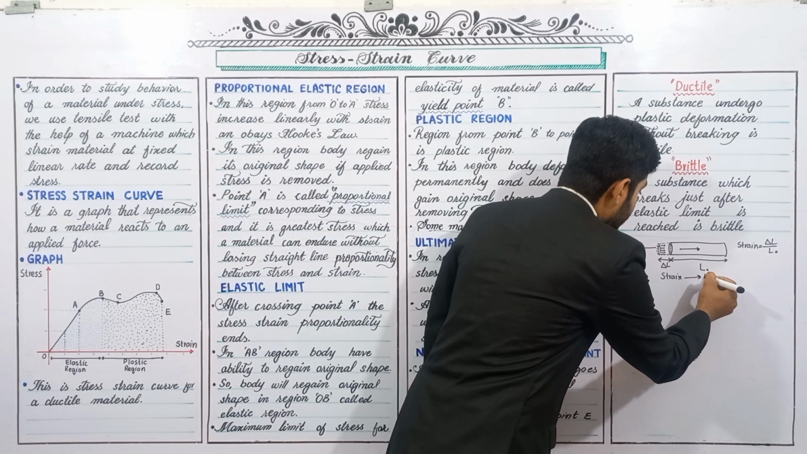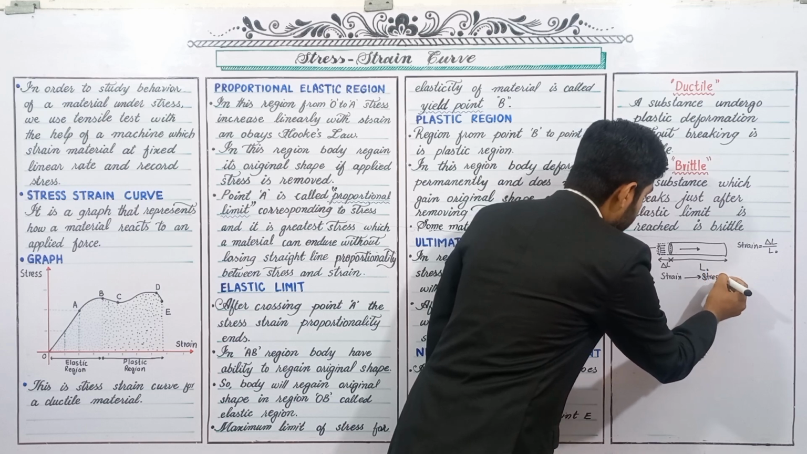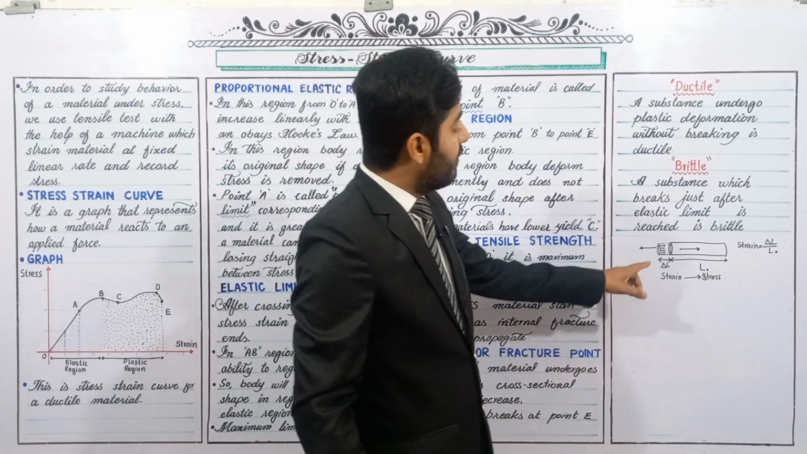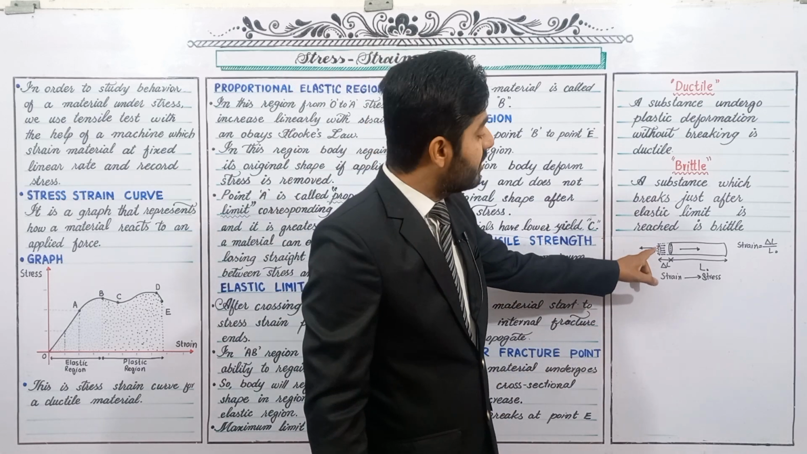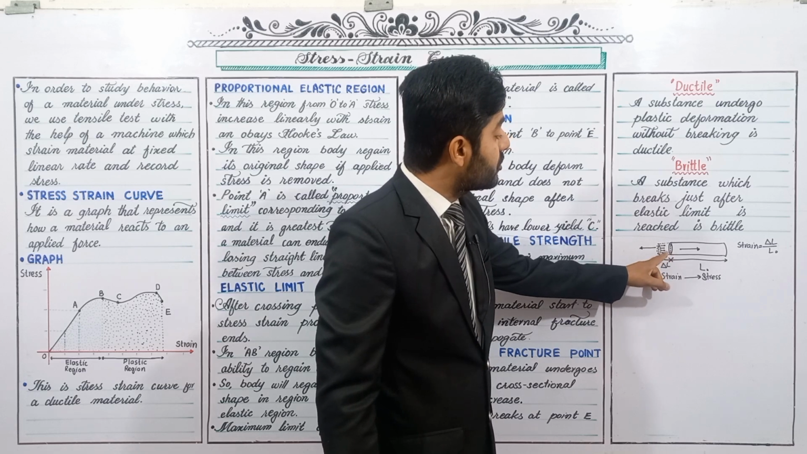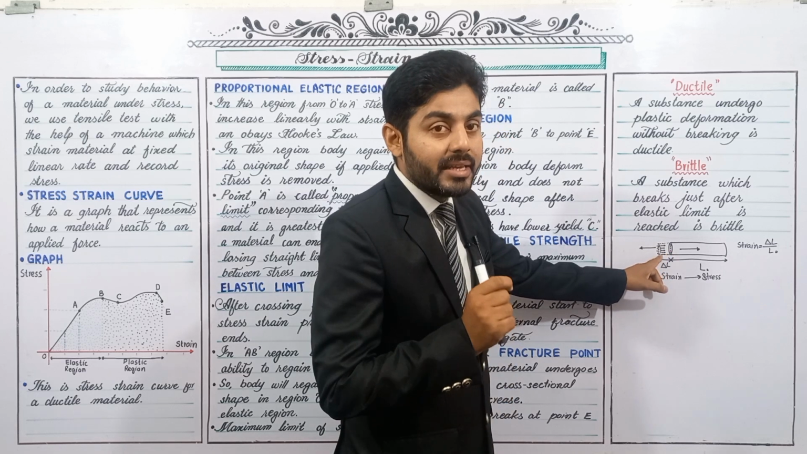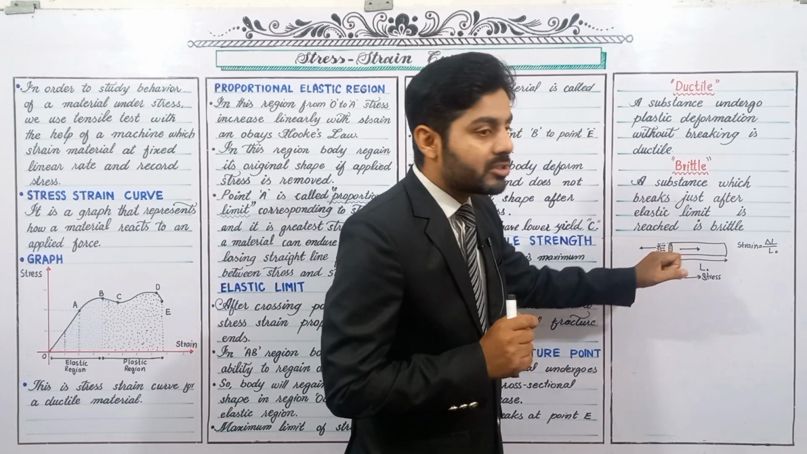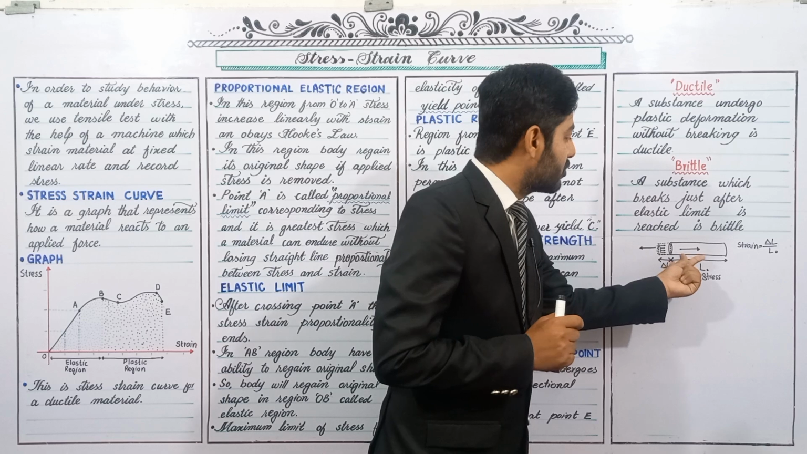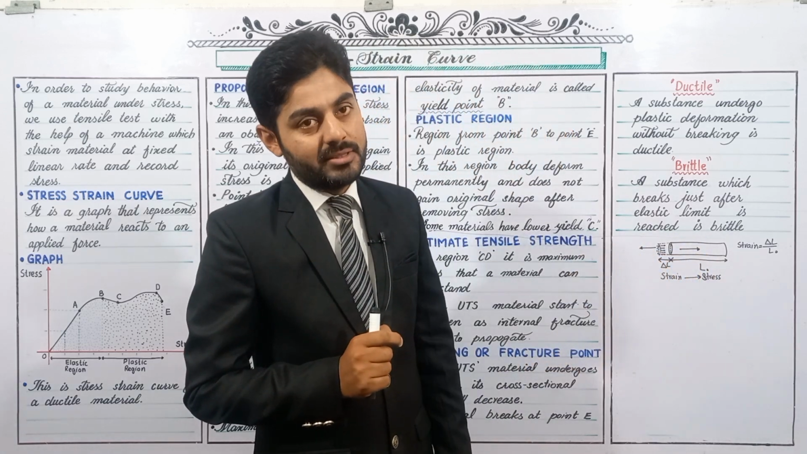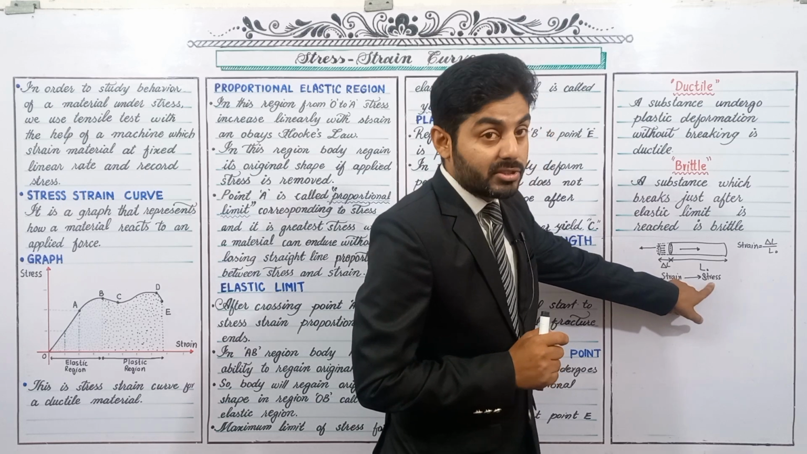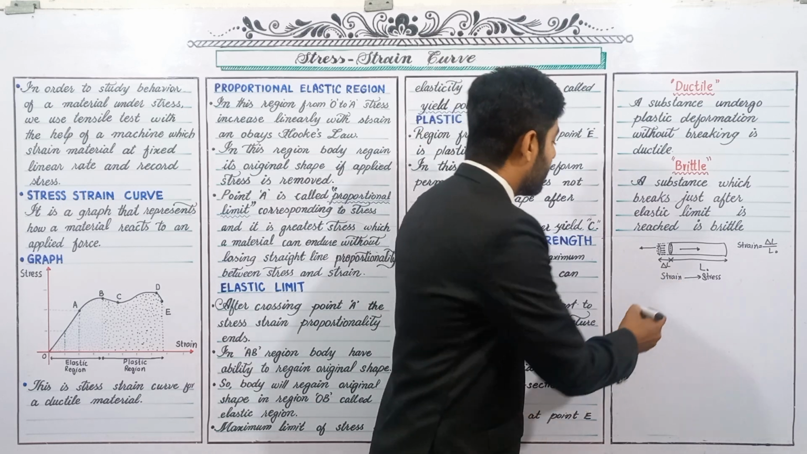Strain is producing stress. How? We have extended this object, so strain is produced. When the strain is produced, particles are shifted from this position to this position. That's why they are applying the force to go back to their original position. And that is the internal force. And this internal force per unit area is the stress. So, in this case, it is clear that strain is producing stress. Okay? So, remember this point.